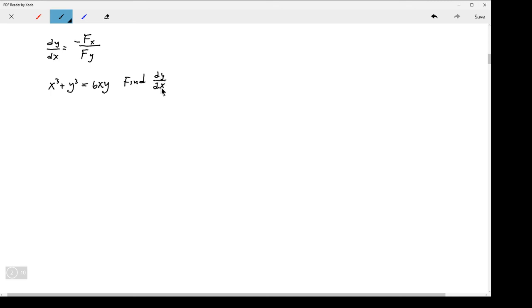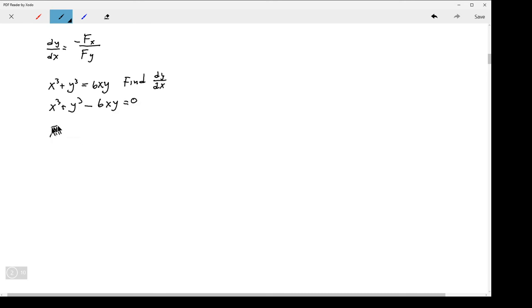So if this was a Calc 1 class, you would differentiate this side with respect to x, this side with respect to x. You would have to collect up your dy dx's and solve for dy dx. So if I use my Calc 3 method here, the first thing I have to do is have this set equal to 0, so I bring that over. So I've got x to the third plus y to the third minus 6xy equals 0.